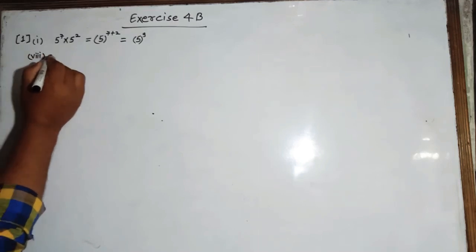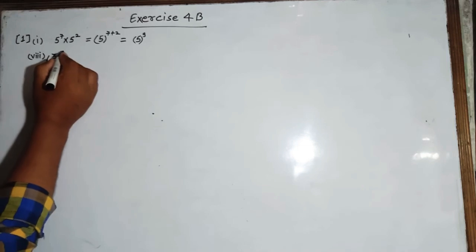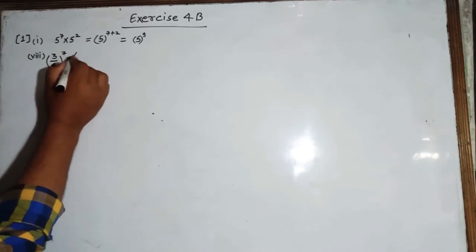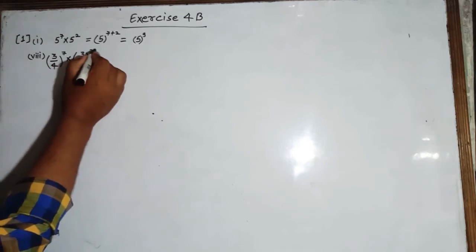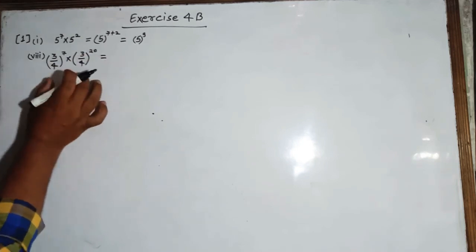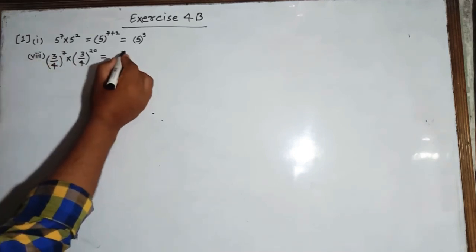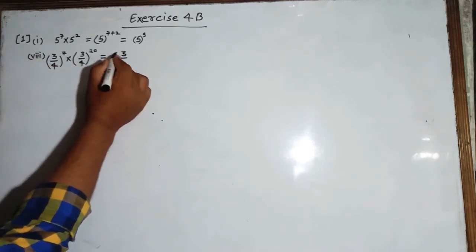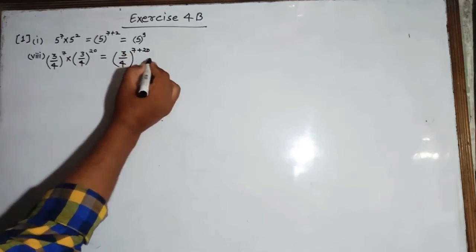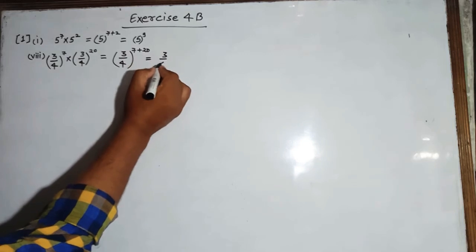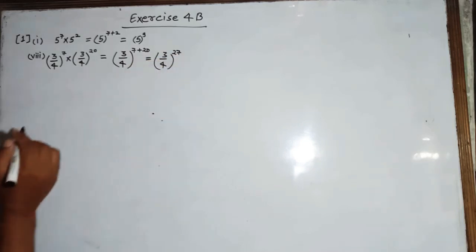The 8th part. Here it is (3/4) to the power 7 into (3/4) to the power 20. So how will you do it? See, in multiplication, if the bases are the same, what we will do? The powers we can add. So we will write 3/4 and the power we will add: 7 plus 20. So it will be equal to (3/4) to the power 27. This will be our answer.